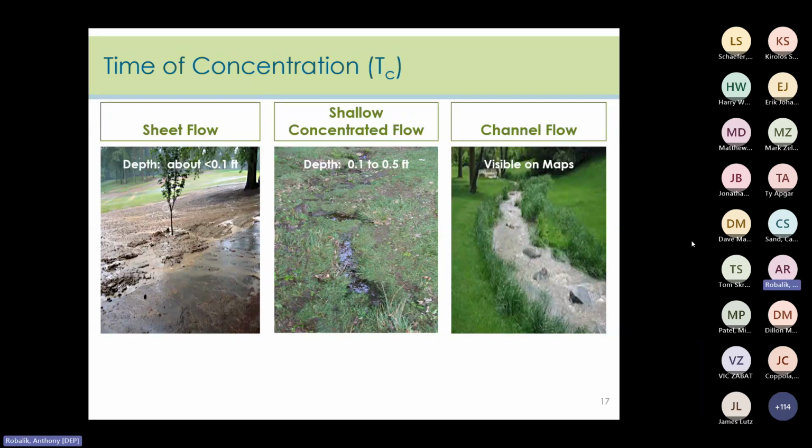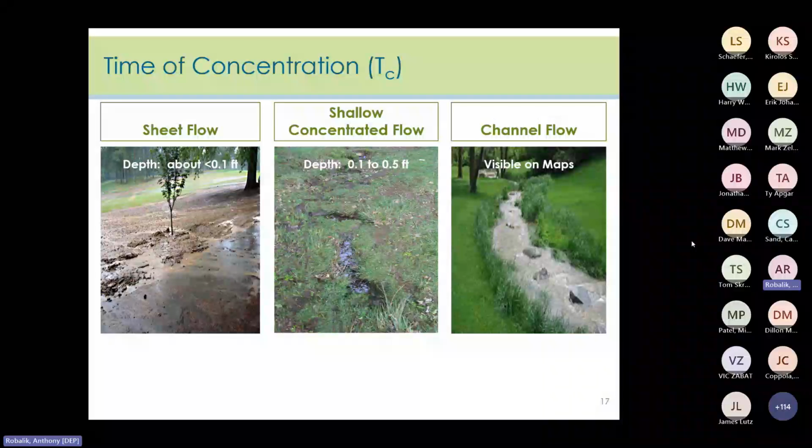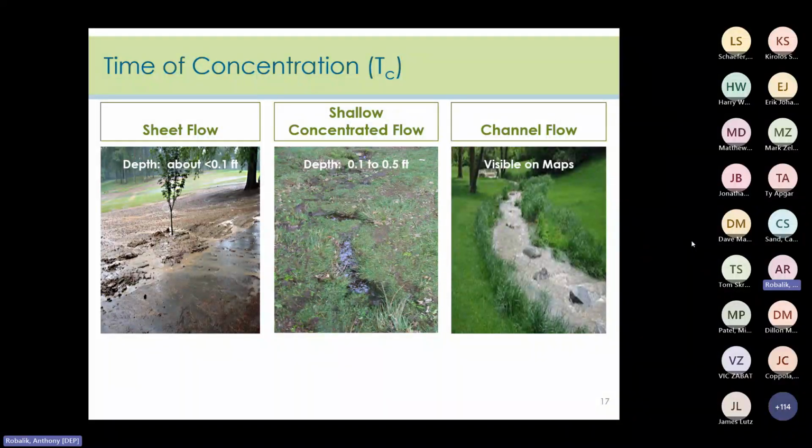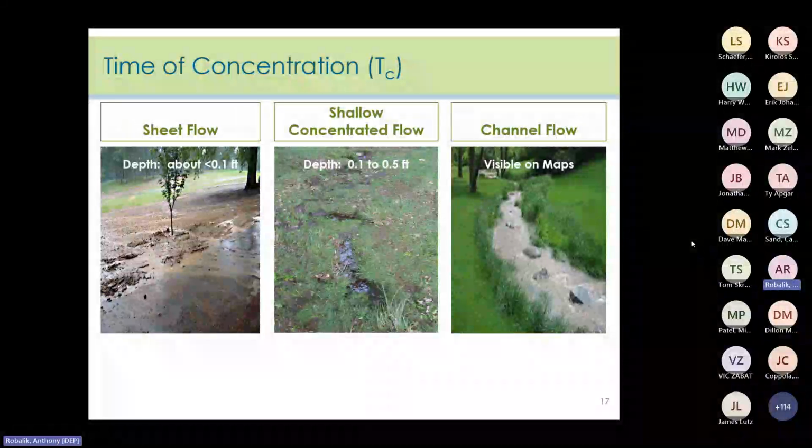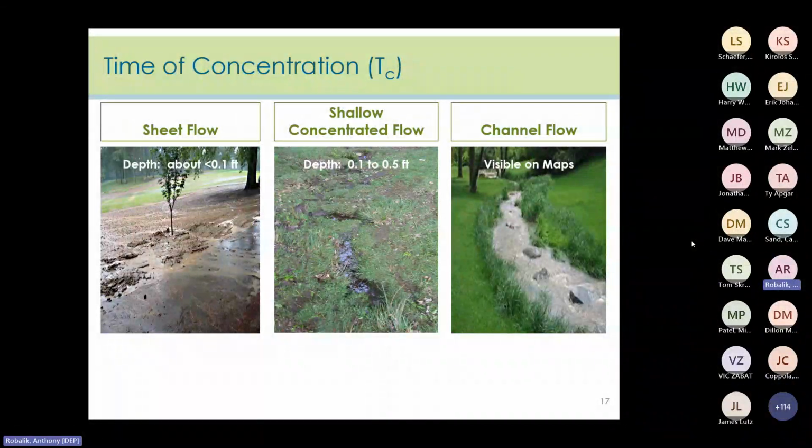Sheet flow is usually at the headwaters and over plain surfaces. This is where runoff forms a thin sheet that is low in energy, also low in velocity and depth. This is what we may see on lawns or in parking lots. In Chapter 5 of our BMP manual, we note that sheet flow does not occur after 100 feet, and there's more to cover on that in a couple of slides.